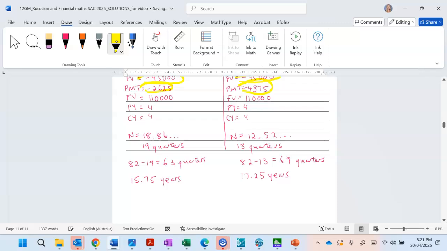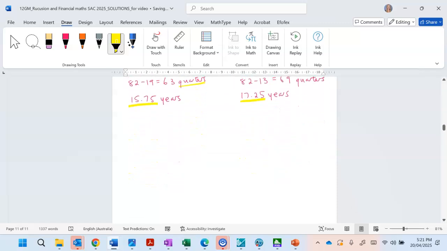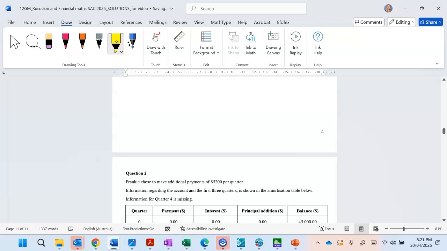Some rounding, I would have preferred 15.75 as opposed to 16 years, but I didn't really penalise that. The same here. Just making sure that for this one, I would leave it as 15.75, only because we do have quarters. So it's 15 years and 3/4, and this is 17 years and 1/4. But I also wasn't overly pedantic about that.